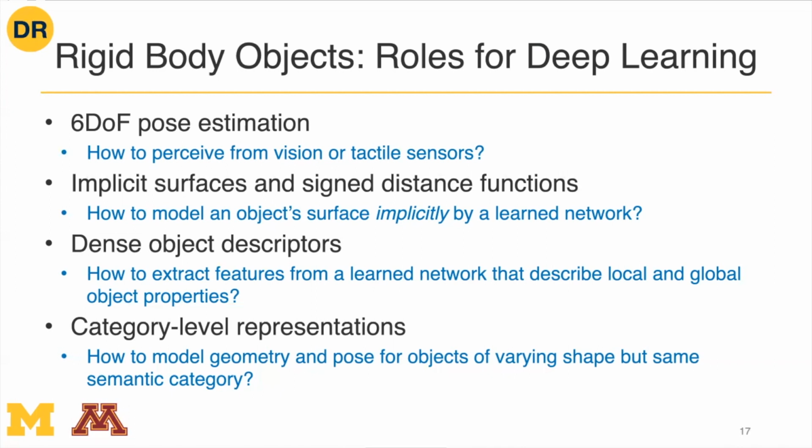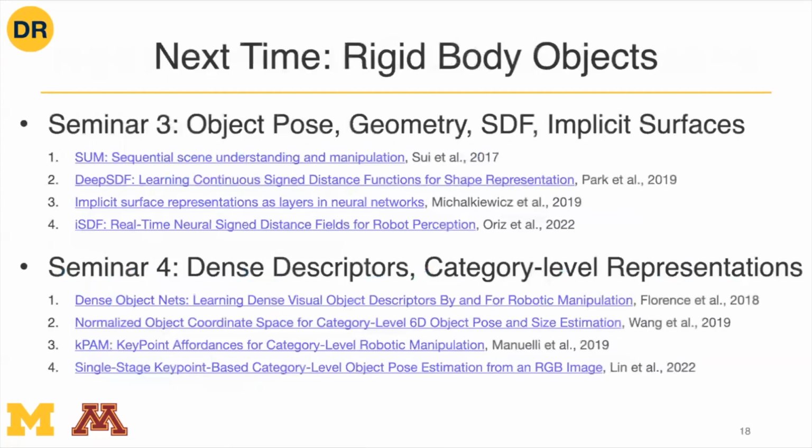So if you have mugs that have varying shapes but all are mugs, how could we maybe describe all of those different shapes in a way that would facilitate still performing those downstream tasks like pose estimation or grasping? How can we describe those objects in some way that's at the category level and still useful for those downstream tasks? So we're gonna have a really interesting set of papers and presentations in next week's seminars, which I'm really excited about.